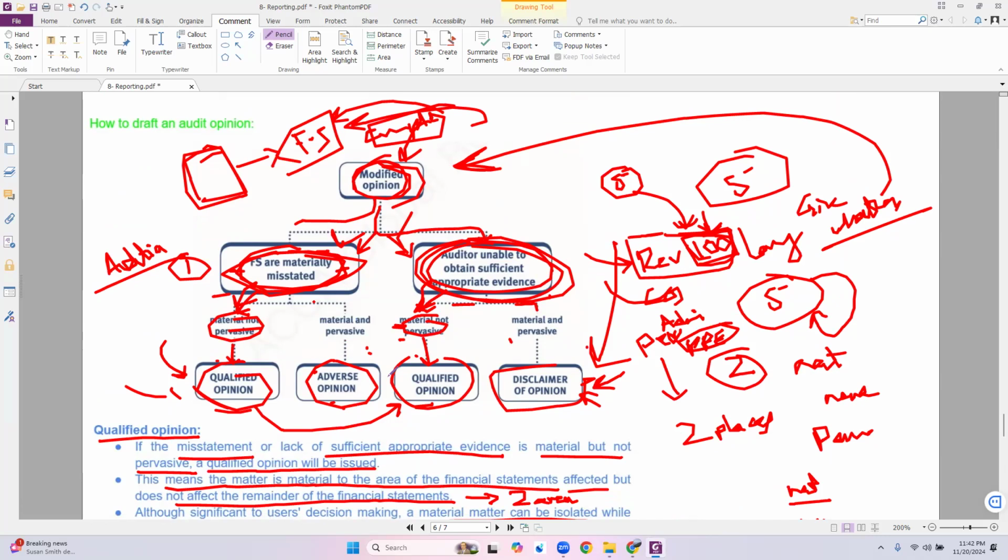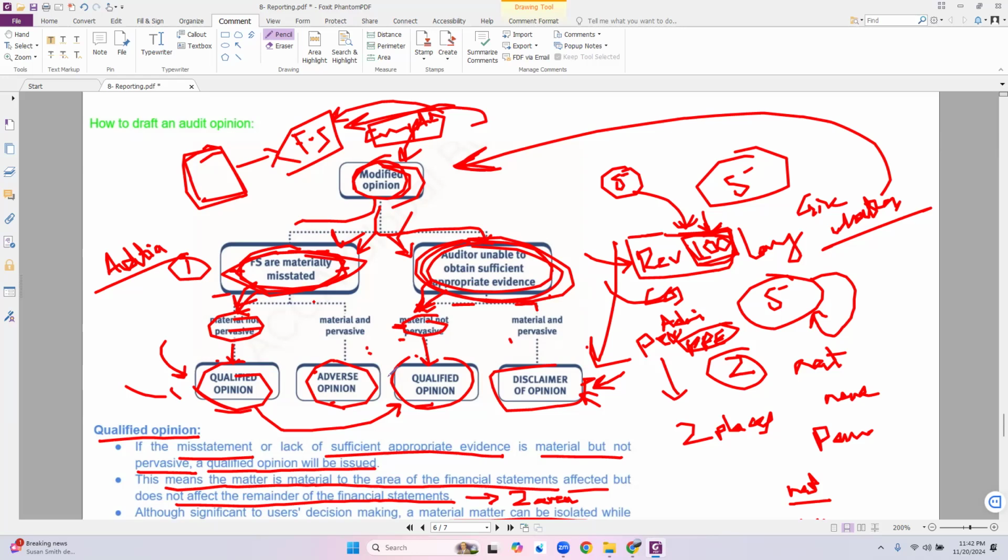The next thing, you should know that whenever the name of the opinion changes, the auditor's opinion paragraph and the basis for opinion paragraph names change as well. For a qualified opinion, within the qualified opinion paragraph you have to write down the fact that except for this matter, the financial statements give a true and fair view. Whenever you are giving a qualified opinion. For an adverse opinion, you write down that the financial statements do not provide a true and fair view.